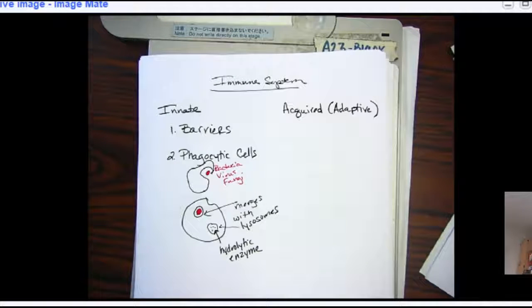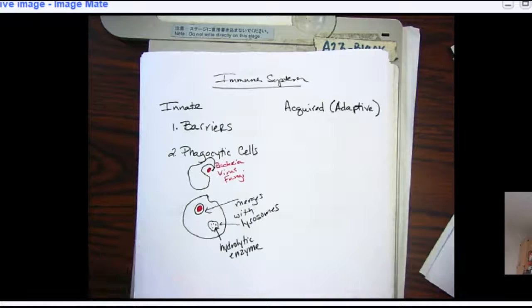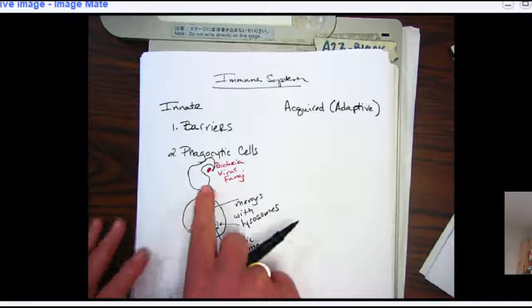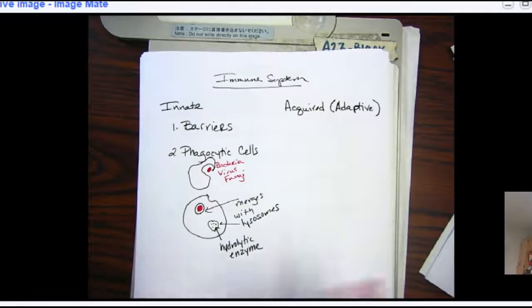Some of your phagocytic cells would be macrophages, neutrophils, but you don't have to memorize all of those because they're going to come up in the model or in the text when they give you the scenario. But if it's engulfing it and breaking it down, then we know that that's a phagocytic cell.